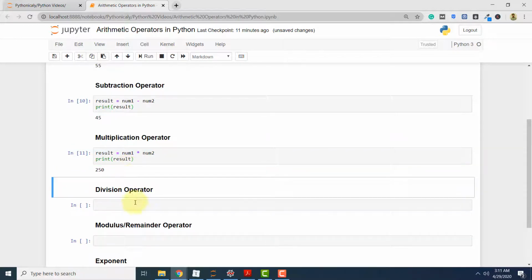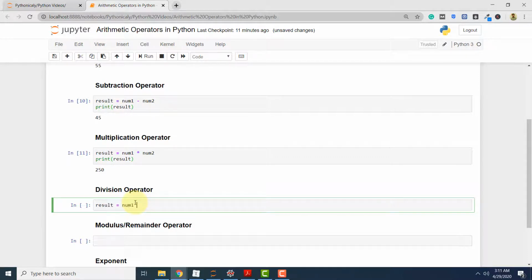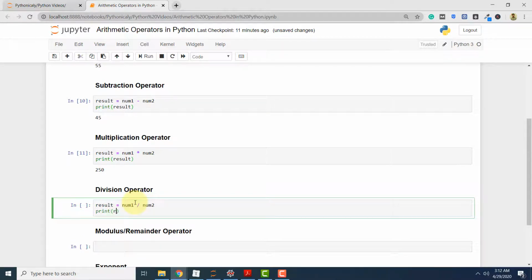Yes, 250. Division operator is simply used to divide two numbers, and in Python the forward slash operator is basically used to divide two numbers. So let's see, result is equal to num1, and this is the division operator, by num2, and print result. So num1 is 50, num2 is 5, so the result should be 10.